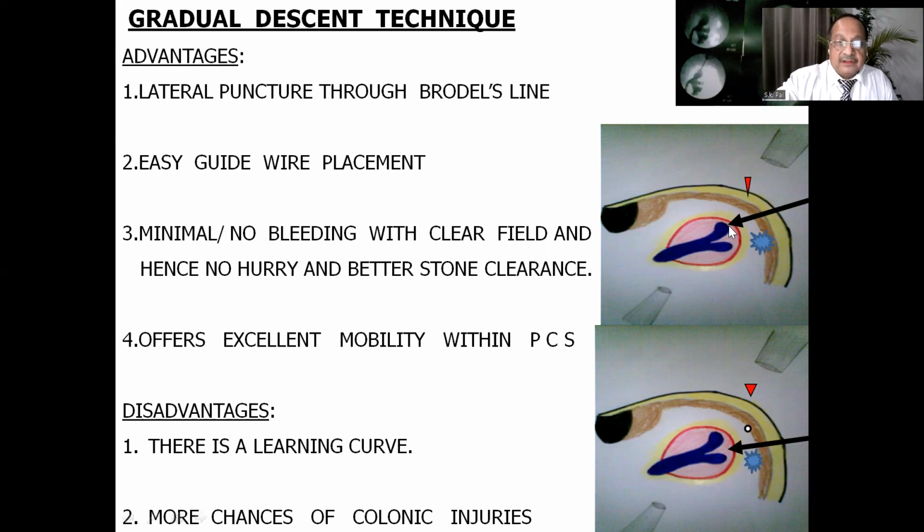And there is only disadvantages, there is a learning curve, because if you start descending from here, and if you go this way or if you go this way, you will not hit the target. You have to know exact angle of entry so that you are reaching at the target. So there is a learning curve. It is not a sure shot technique. You have to learn this technique. And once you are so lateral, you are closer to the colon, which sometimes at the lateral border of the kidney. So the colonic injuries may happen, and you have to be extra careful.